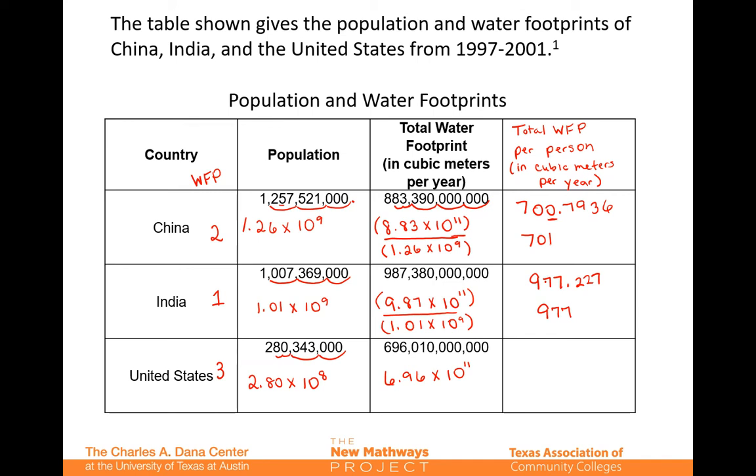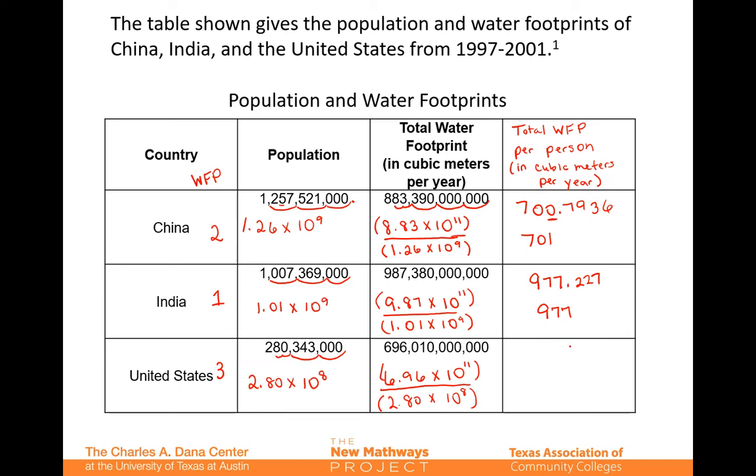And then finally, let's do the United States. We're going to take all of this water, divide it by the number of citizens: 0.96 times 10 to the 11th divided by 2.80 times 10 to the 8th.